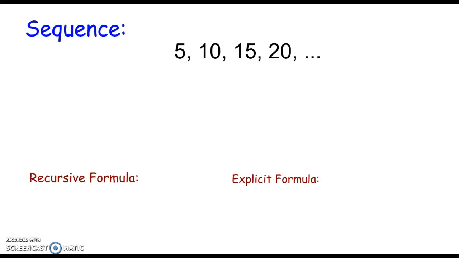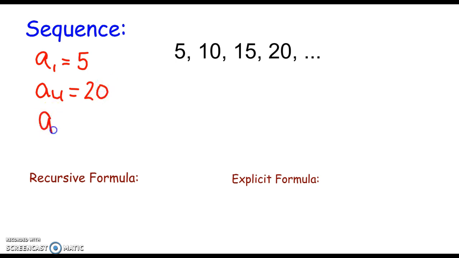So this is an example of a sequence. You can see we have a list of numbers here. Each one is called a term. 5 is the first term, 10 is the second term, 15 the third, and 20 the fourth. You'll often see these denoted with a tiny subscript. So like A sub 1 is the first term, which in this case is 5, whereas A sub 4 is the fourth term, which in this case is 20.